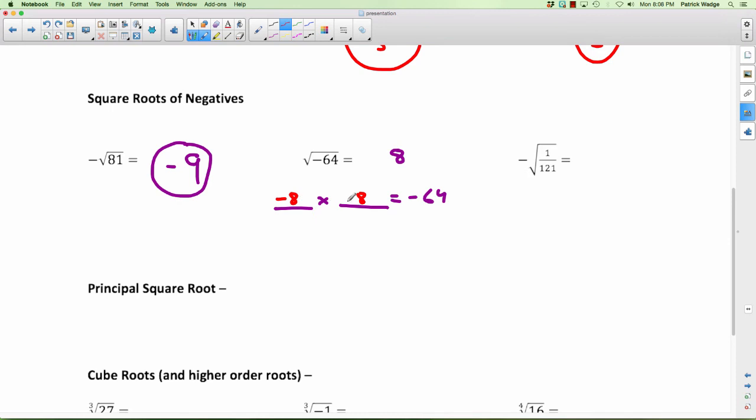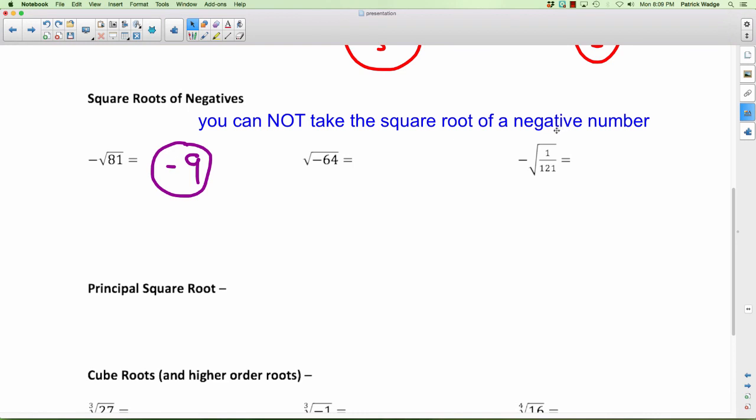I mean, this is true that negative 8 times 8 is negative 64, but we need to have the exact same number in this purple line and this purple line. We need to have the same number. We can't do it. You cannot take the square root of a negative number. It's impossible. So I'll write that down for you. You cannot take the square root of a negative number.